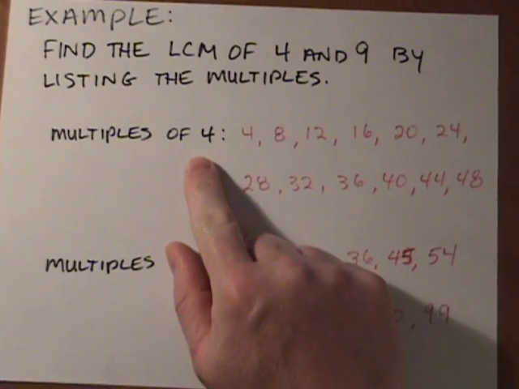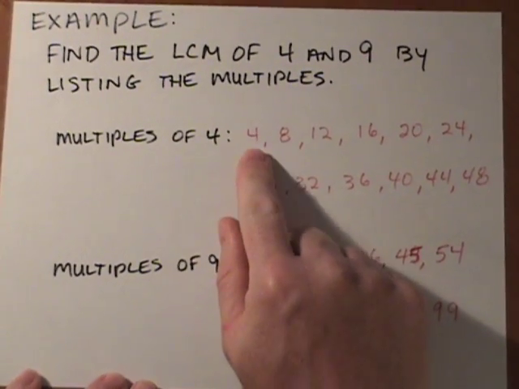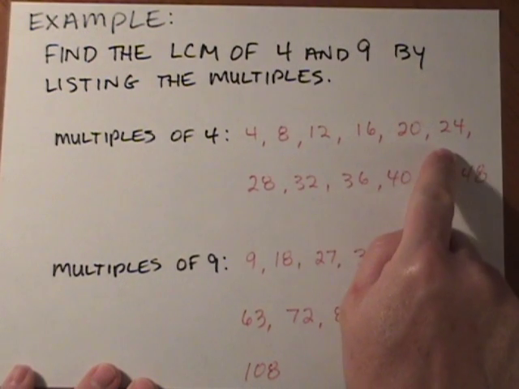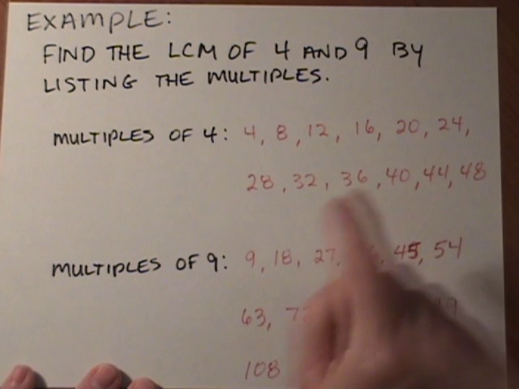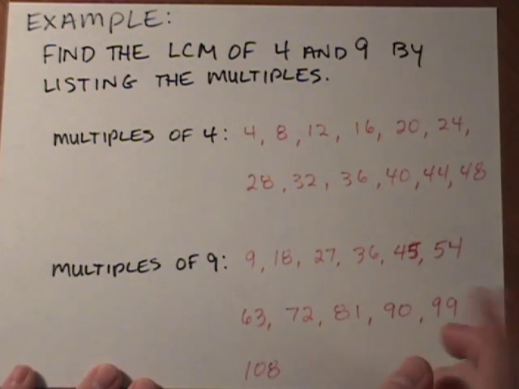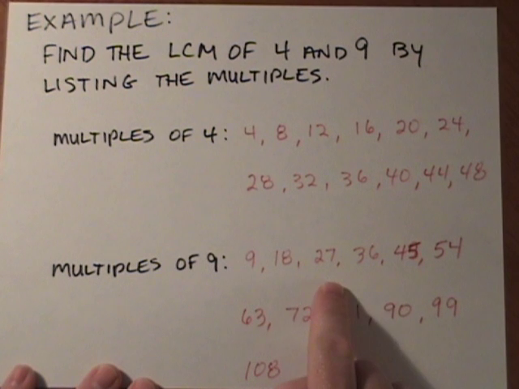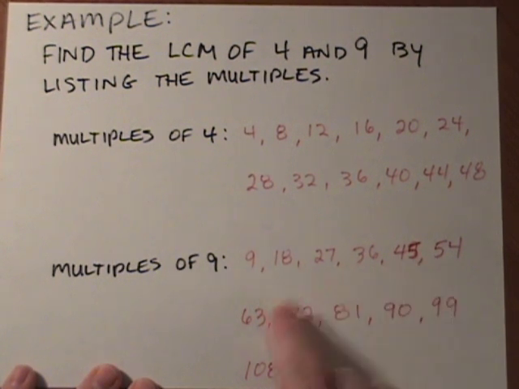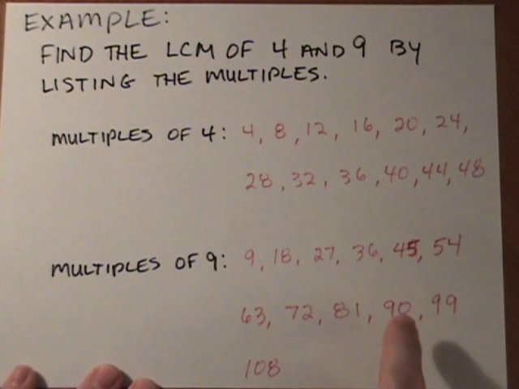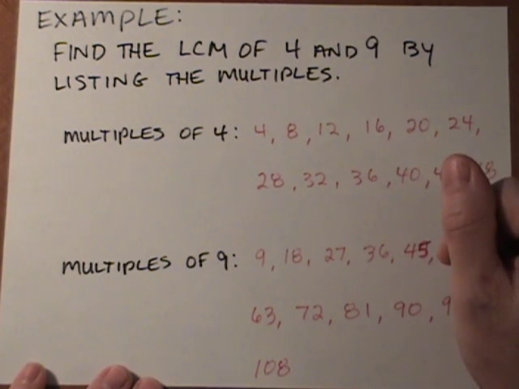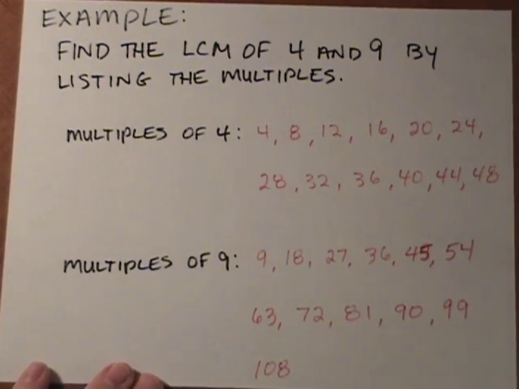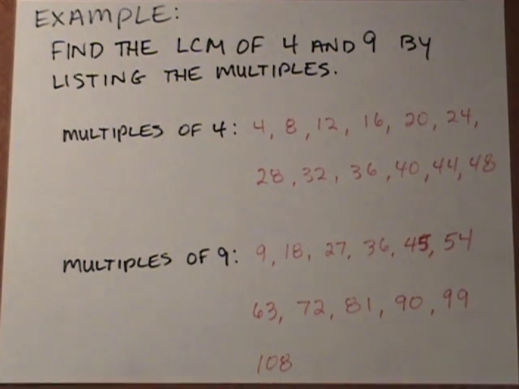So the multiples of 4 out to the 12th number are 4, 8, 12, 16, 20, 24, 28, 32, 36, 40, 44, and 48. And then I listed the multiples of 9 the same exact way: 9, 18, 27, 36, 45, 54, 63, 72, 81, 90, 99, and 108. Okay, so I want to look at my two lists of multiples and compare them and say, which ones do I have in common?